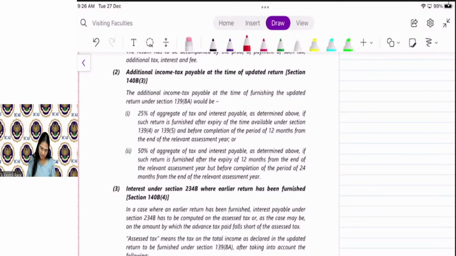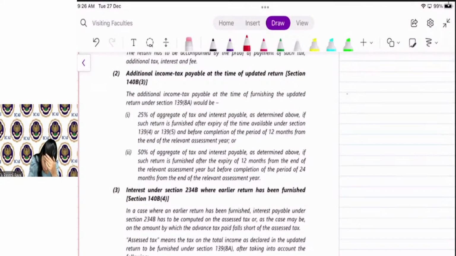earlier my tax liability is 1 lakh. Now, because of updated return, I am offering higher income, other income, my tax liability comes to 1,20,000. So I have to pay additional 20,000. Yes or no? Yes.